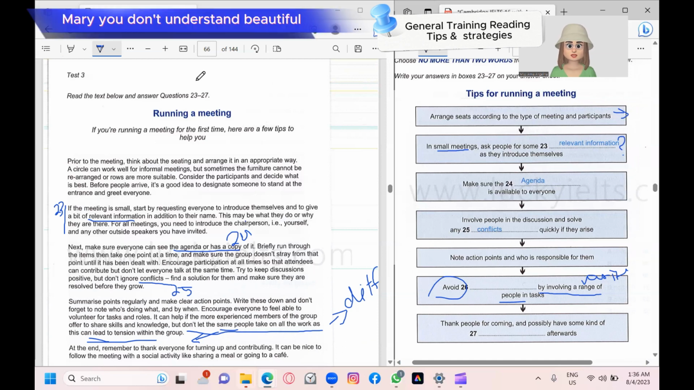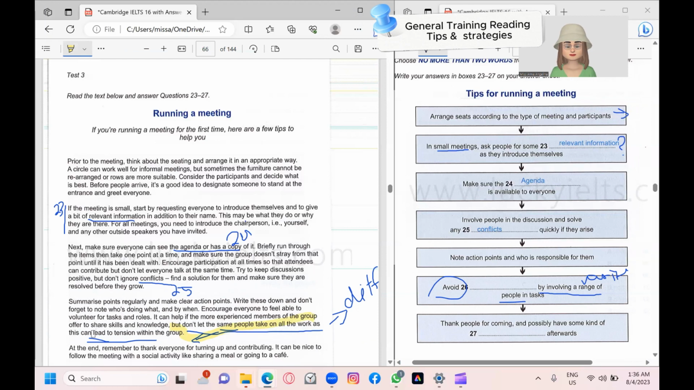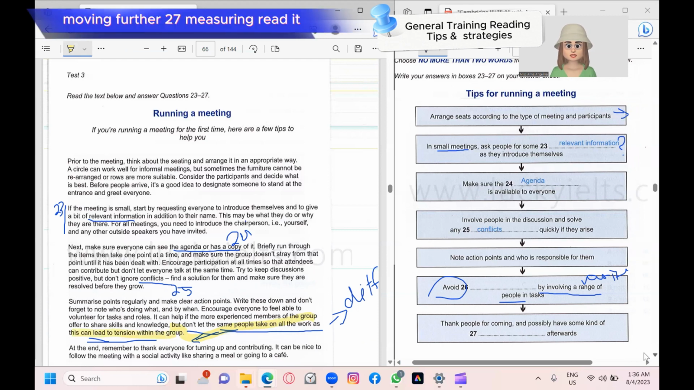Marine, you don't understand? I understand. Are you sure? Yes, I'm sure. Okay, this is the last line in here. Moving further, 27, Marine, read it.